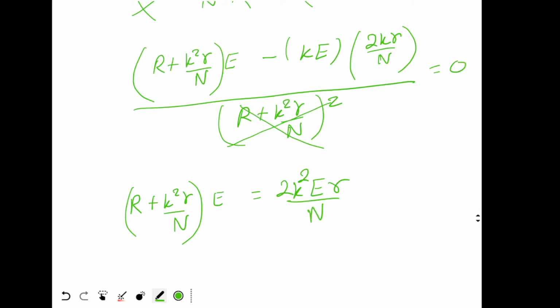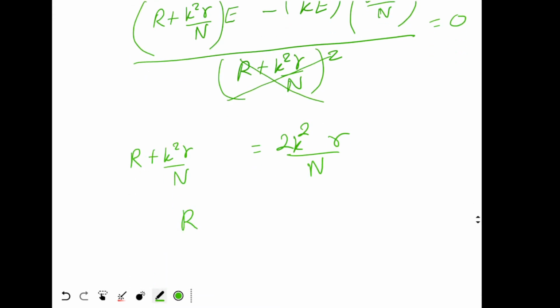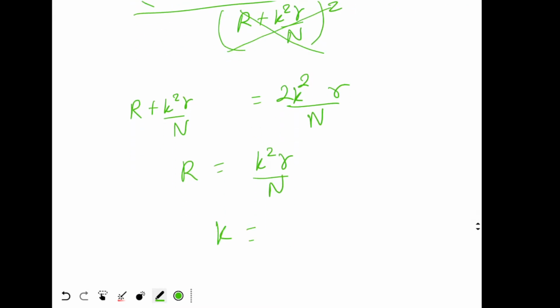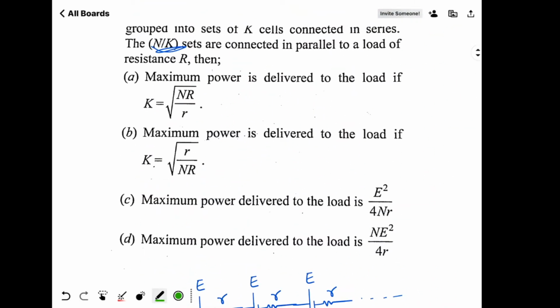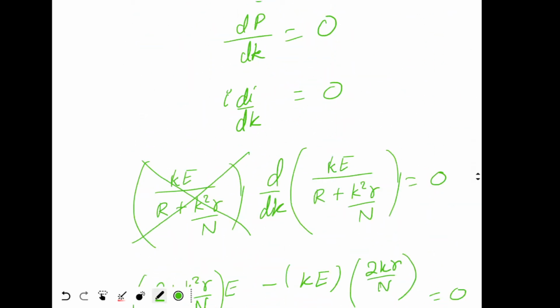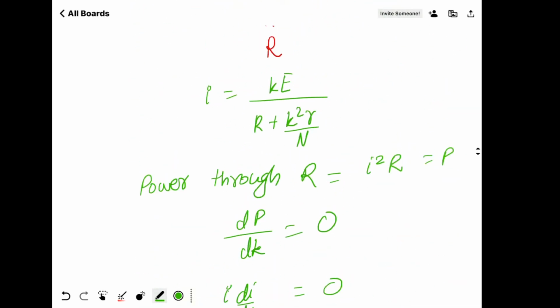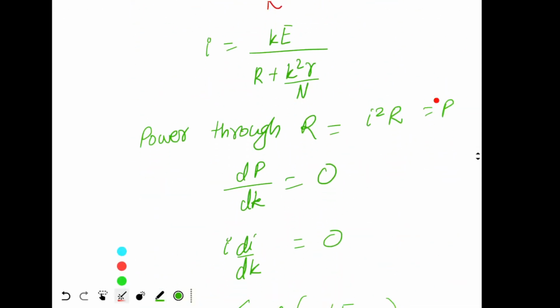So E will get cancelled out. Now R is equal to K square R by N, or K will be equal to root of N R by R. They are asking the maximum power, right? So we found the value of K, and we put it in this formula to find the maximum power P.